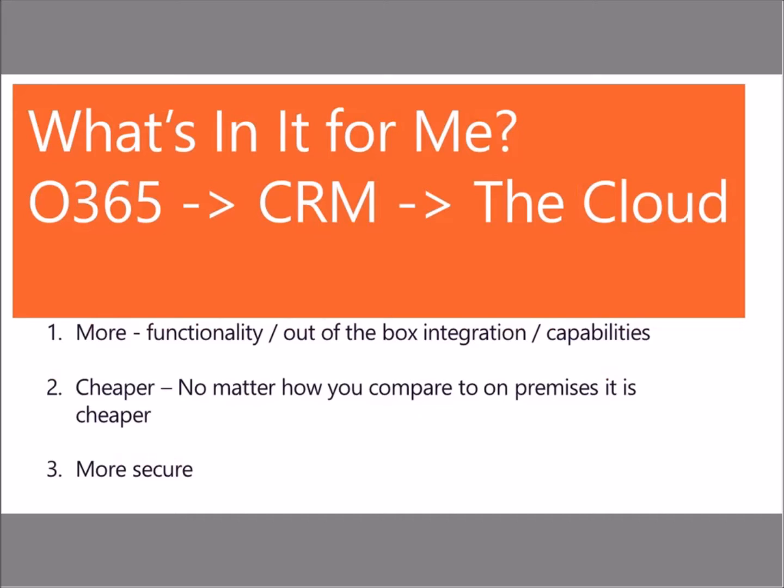Kind of boils down to three things. One is more functionality. By having more of these apps in the cloud, you're going to get more out-of-the-box integration. So if you have CRM on-prem and, let's say, Exchange Online, yeah, you can still integrate, but you're going to get more functionality if both are online. The same thing with most of the other software packages. The more you have in the cloud, the more out-of-the-box integrations, and then the more functionality. And we see that with SharePoint, CRM, etc.